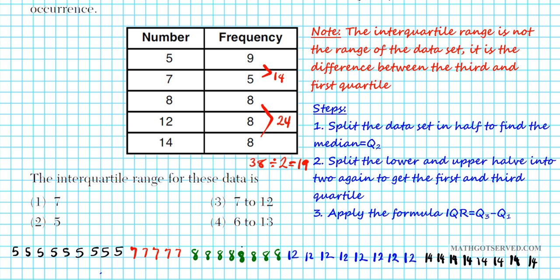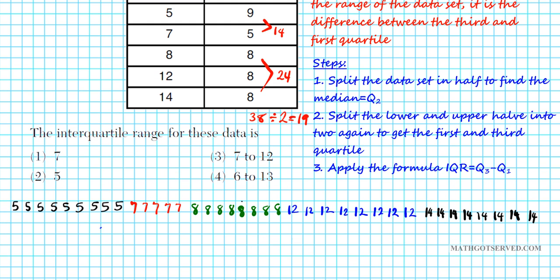So what we're going to do is divide our entire data set into halves. So if this is 19, counting from here, how many numbers do you expect to the right? We should expect 19 also. Okay, let's just verify just to make sure we did everything correctly. 1, 2, 3, 4, 5, 6, 7, 8, 9, 10, 11, 12, 13, 14, 15, 16, 17, 18, 19. Perfect.